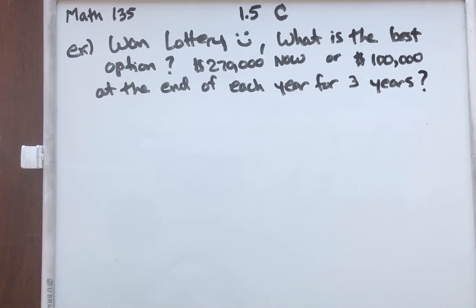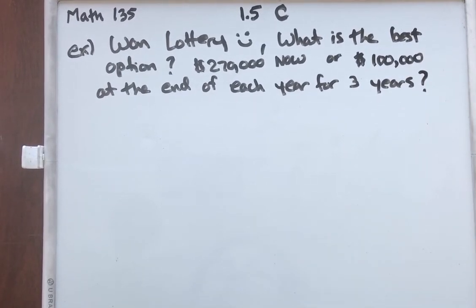Okay, here's an example. We won the lottery. What is the best option? $270,000 now or $100,000 at the end of each year for 3 years?